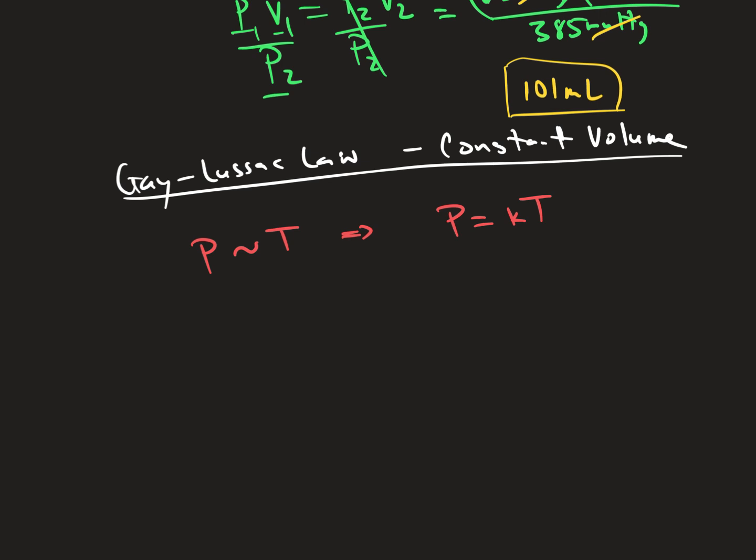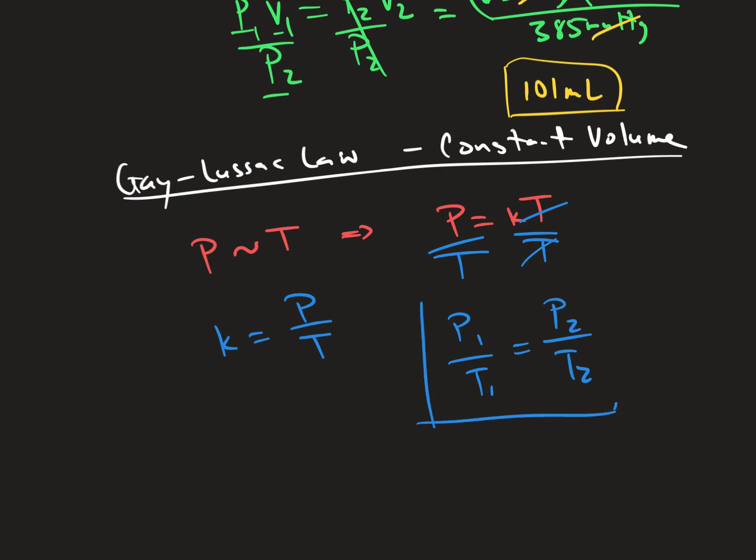Now let's solve for this constant so we can figure out what it is. Divide both sides by temperature, and we get that our constant is equal to pressure divided by temperature. And since it's a constant, can you guys come up with Gay-Lussac's law? Pressure 1 over temperature 1 is always constant. That means it's equal to pressure 2 over temperature 2, which is equal to pressure 3 over temperature 3, and so on, right? Are we good?